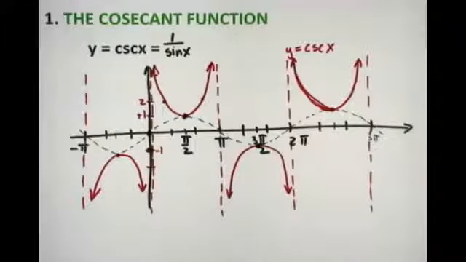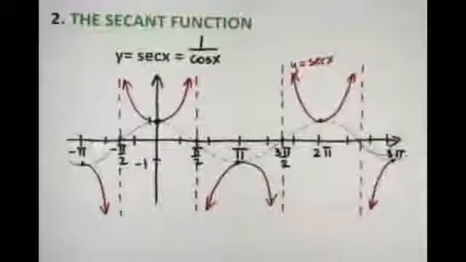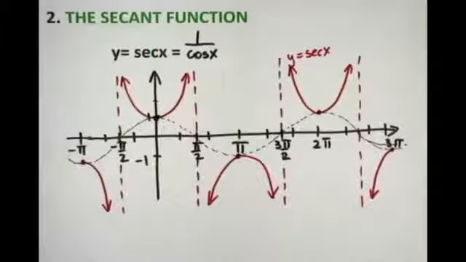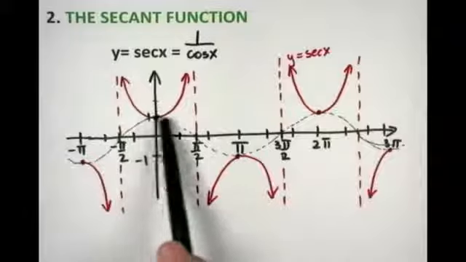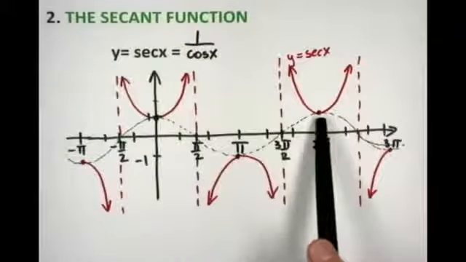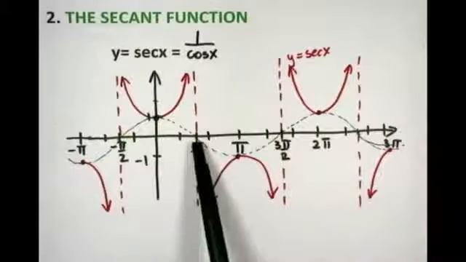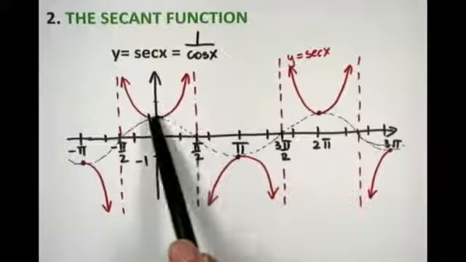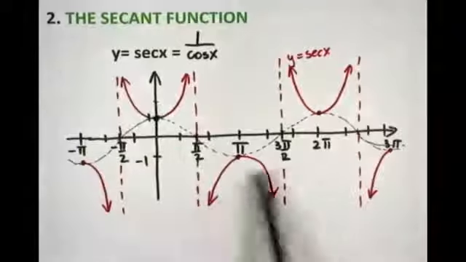And the last one is the secant graph. Secant graph is nothing else but 1 over cosine. So we start with the cosine curve. Cosine was the V shape, and then where cosine has 0, the secant has asymptotes, and where it was 1, it goes up and goes down.